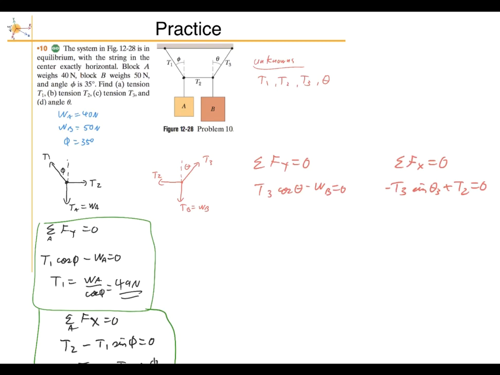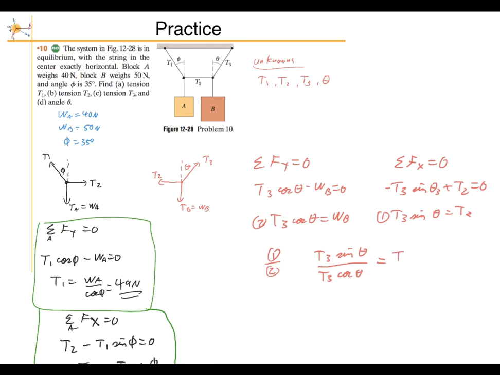We have two unknowns here, right? We have T3 and theta. So I'm going to eliminate one of these. I'm going to rewrite this one as T3 cosine theta equals weight B. This one, T3 sine theta equals T2. So if I just do equation 1 divided by equation 2, that's taking everything on the left side of equation 1 and dividing it by everything on the left side of equation 2. T3 sine theta, divided by T3 cosine theta.